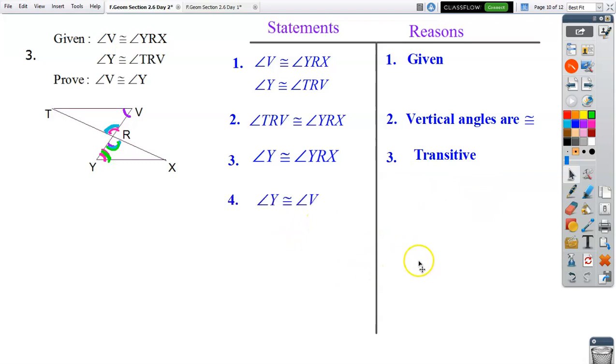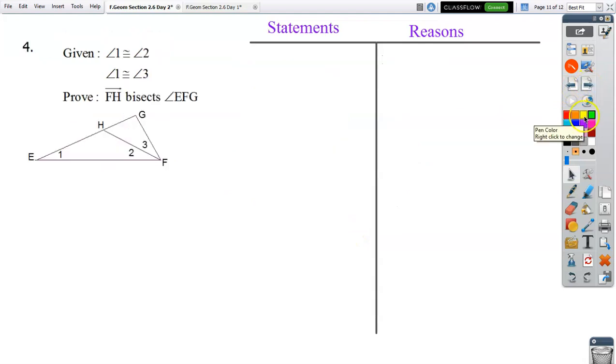Therefore, angle Y is congruent to angle V, again, by the transitive property. Angle V is congruent to YRX. YRX is congruent to Y, therefore Y is congruent to V. And we're done. Easy peasy. Last one.